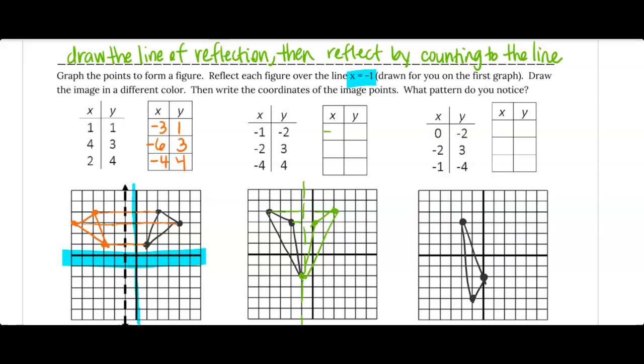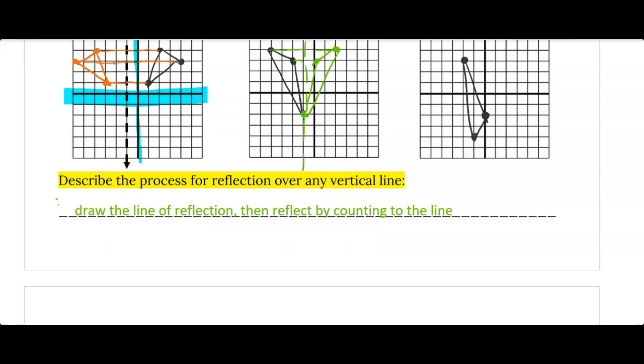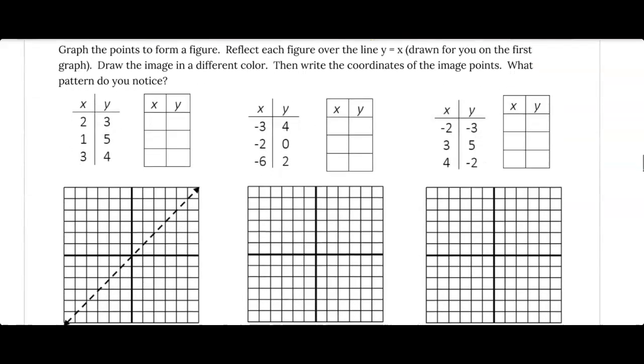So the point -1, -2 stays the same. The point -2, 3 went to 0, 3. And -4, 4 went to 2, 4. And so what ends up happening is you get your points. And again, there's no real rule. So we're just going to remember that we are drawing the line of reflection and then reflecting by counting. Always remember you want to count directly over to the line so that you make perpendicular bisecting lines to each other. On to the next piece.